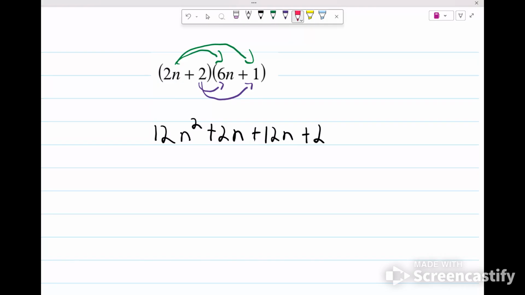Because these two have the same terms, meaning just one n, we could combine them. There's no other n squared, so we have 12n squared. 2n plus 12n will give us 14n. And since 2 is by itself as a constant, we keep that.